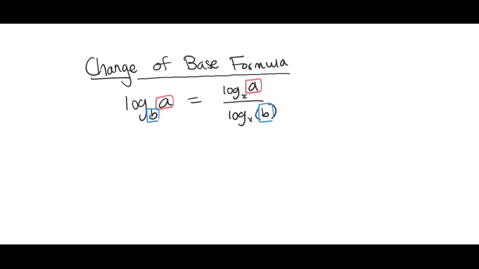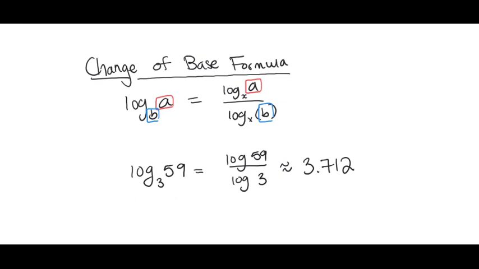All right, let's try it out. So just straight up calculating, what are we going to get if we try to calculate the log base 3 of 59? What is that equivalent to according to our formula? We're going to take the log of 59. We're going to take the log of 3. And that's going to get us our approximate decimal answer of 3.712.